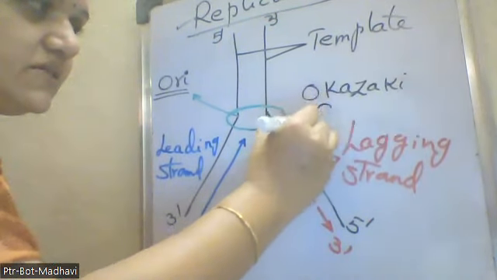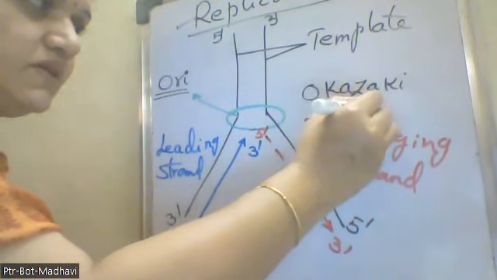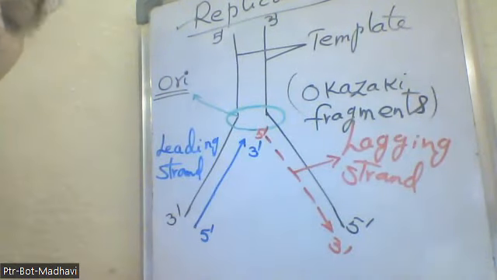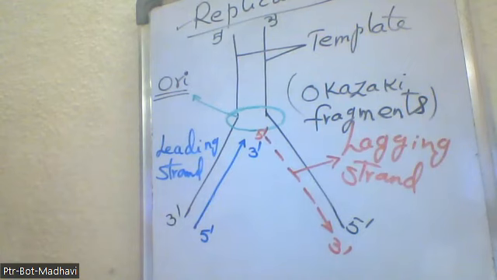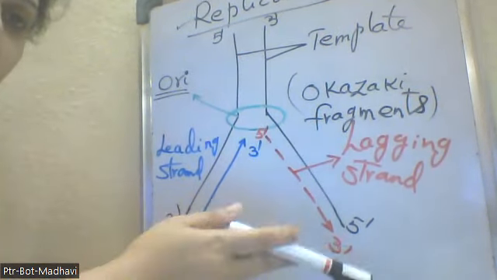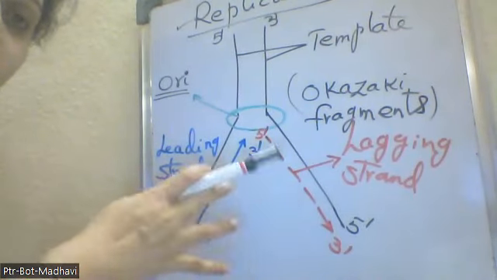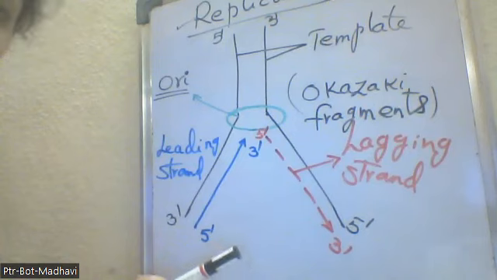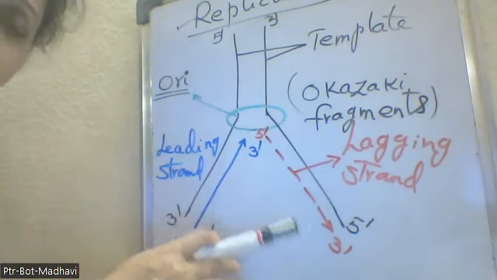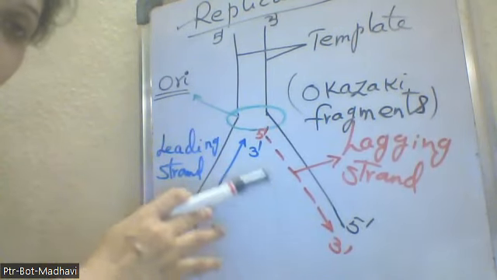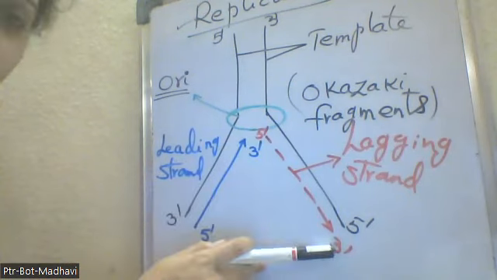Okazaki fragments. This one they will ask in match the following in both EAMCET and NEET exams. They will ask in one row about the Okazaki fragments, and here they are formed in a discontinuous manner during the replication process. That is the constant scenario for the Okazaki fragments. And whatever fragment has to be formed from the DNA strand needs to be formed in the 5 prime to 3 prime direction.